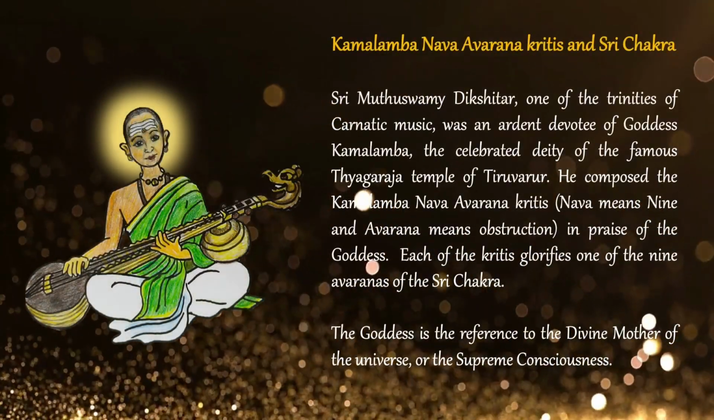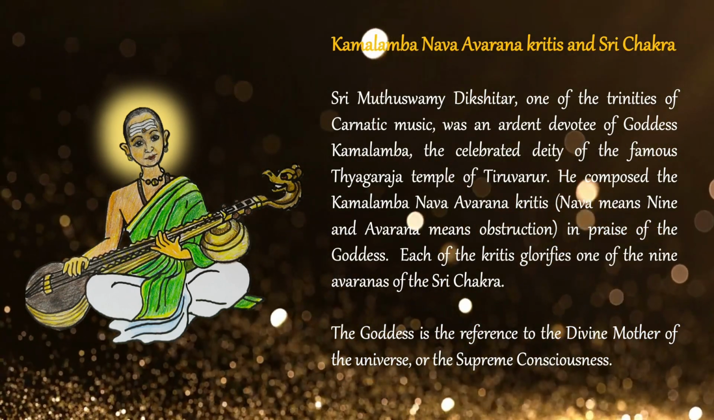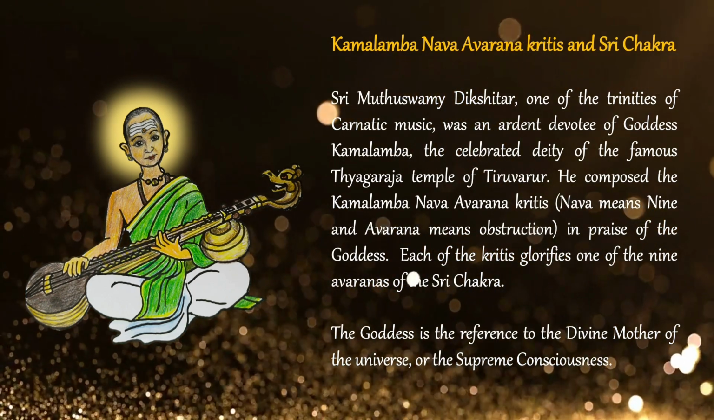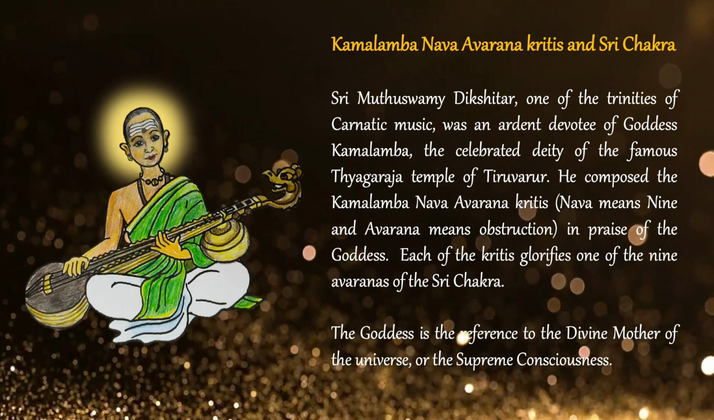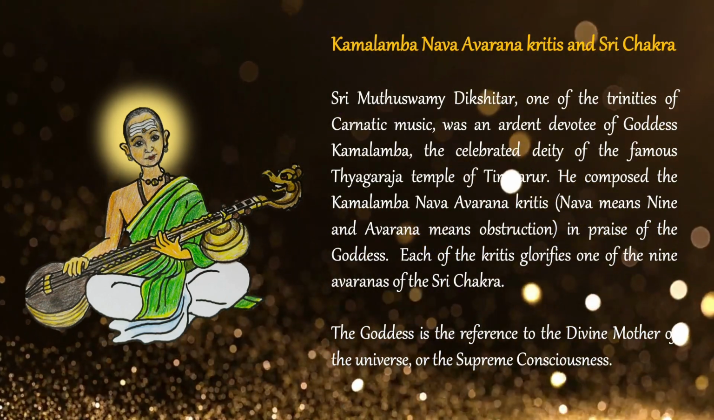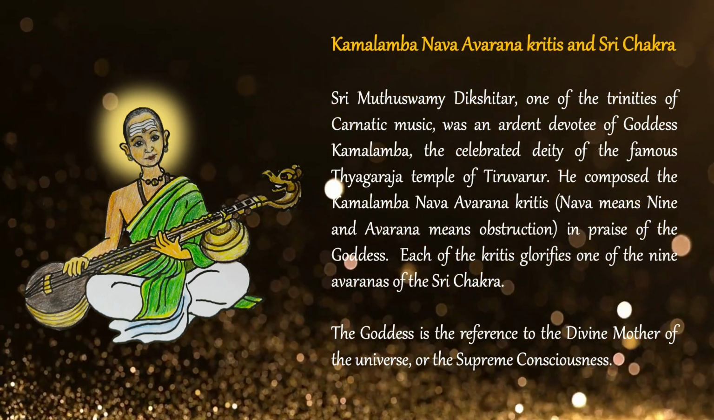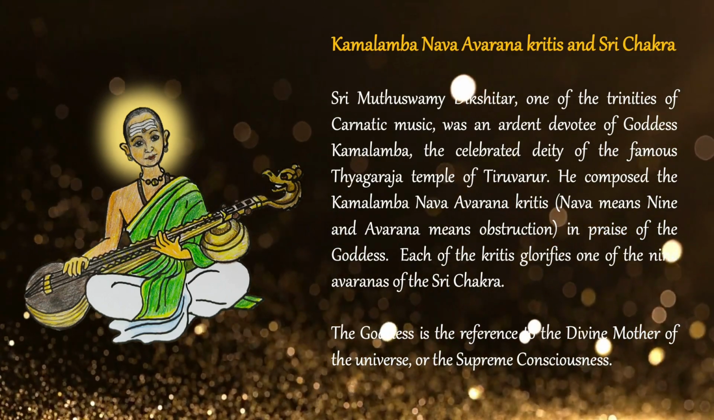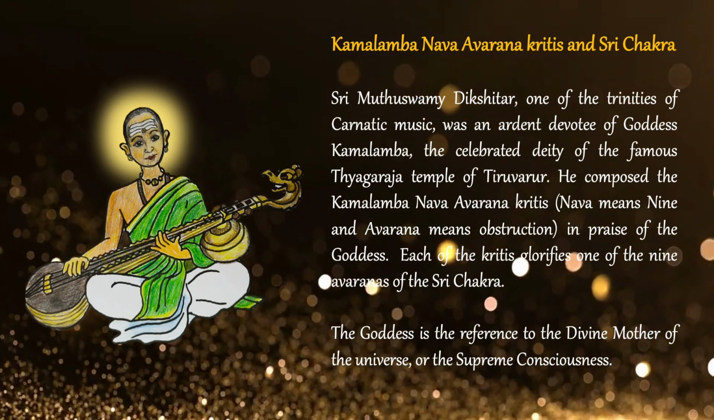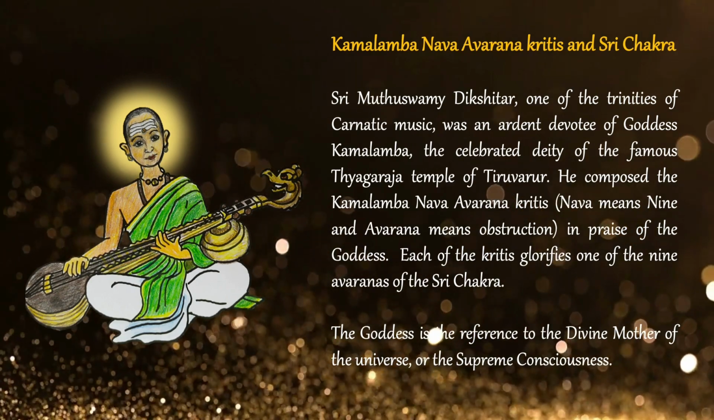Sri Muthuswami Dikshitar, one of the trinities of Carnatic music, was an ardent devotee of goddess Kamalamba, the celebrated deity of the famous Tyagaraja temple of Tiruvarur. He composed the Kamalamba Nava Avarana Kritis. Nava means 9 and Avarana means obstruction, in praise of the goddess. Each of the Kritis glorifies one of the 9 Avaranas of the Sri Chakra. The goddess is the reference to the divine mother of the universe or the supreme consciousness.